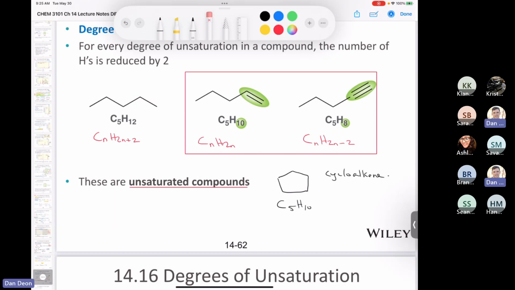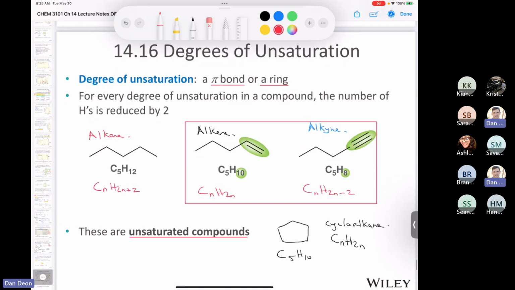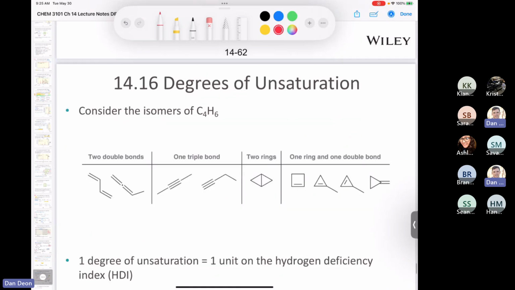Let me make sure that's an A so you don't get confused. A cycloalkane has a formula of CnH2n, just like an alkene does. It's the same thing. And then we have an alkyne, which is CnH2n minus 2. And then we have alkane up here. All right, so a ring or a pi bond counts as a degree of unsaturation.